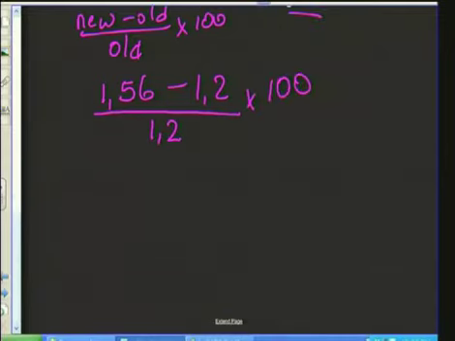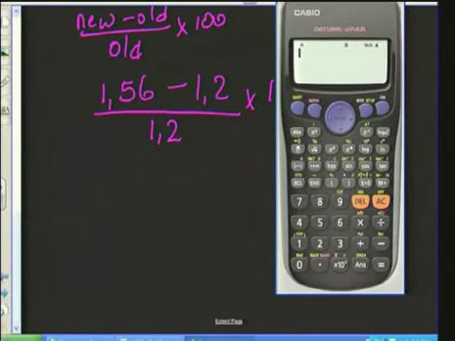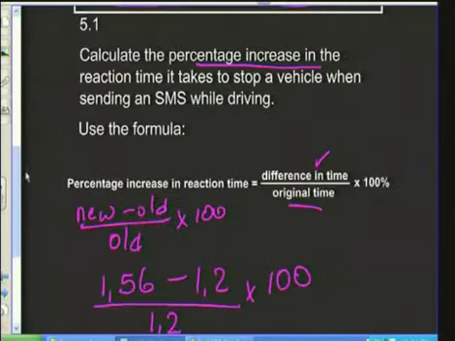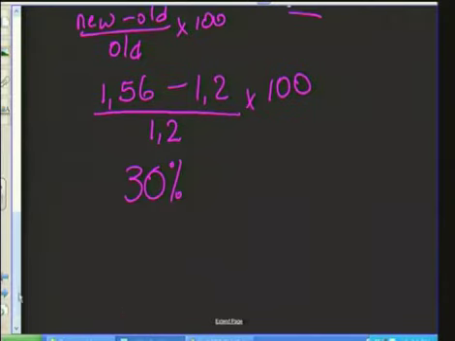So on my calculator, use the fraction button: 1,56 minus 1,2 divided by 1,2 and times by 100. You can do this all in one step, and it is a 30% increase. Don't forget, it is a percentage. So the reaction time is increased by 30%.